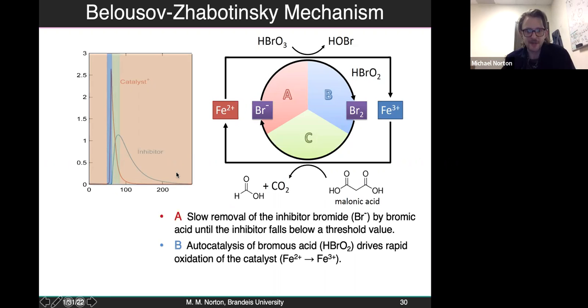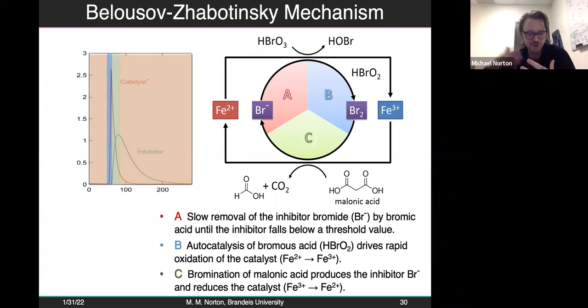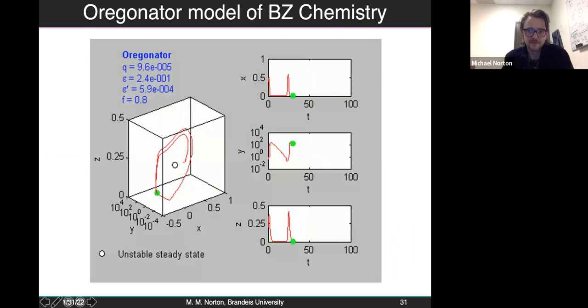But of course, it's not a perpetual motion machine. The process of oxidizing and reducing the catalyst consumes some chemical fuel in the form of malonic acid. And so you can think of this system as having a very simple metabolism, right? That's allowing it to undergo these color changes. And this is the classic Oregonator model. It's a 3-component model that captures the relaxational dynamics of the system.